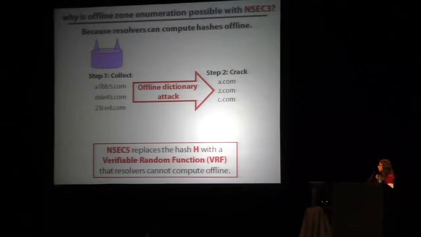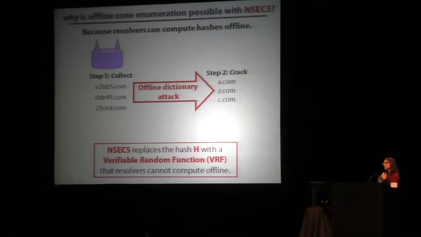So for cryptographers, most of us are cryptographers, maybe you've seen this before. This is basically like a keyed version of a hash function, but it's a public key version of the hash function. So there's a secret key that's used to compute the hash and a public key that's used to validate that the hash is correct. Okay, so this is what we're going to use in NSEC5. Okay, so here's how it goes.